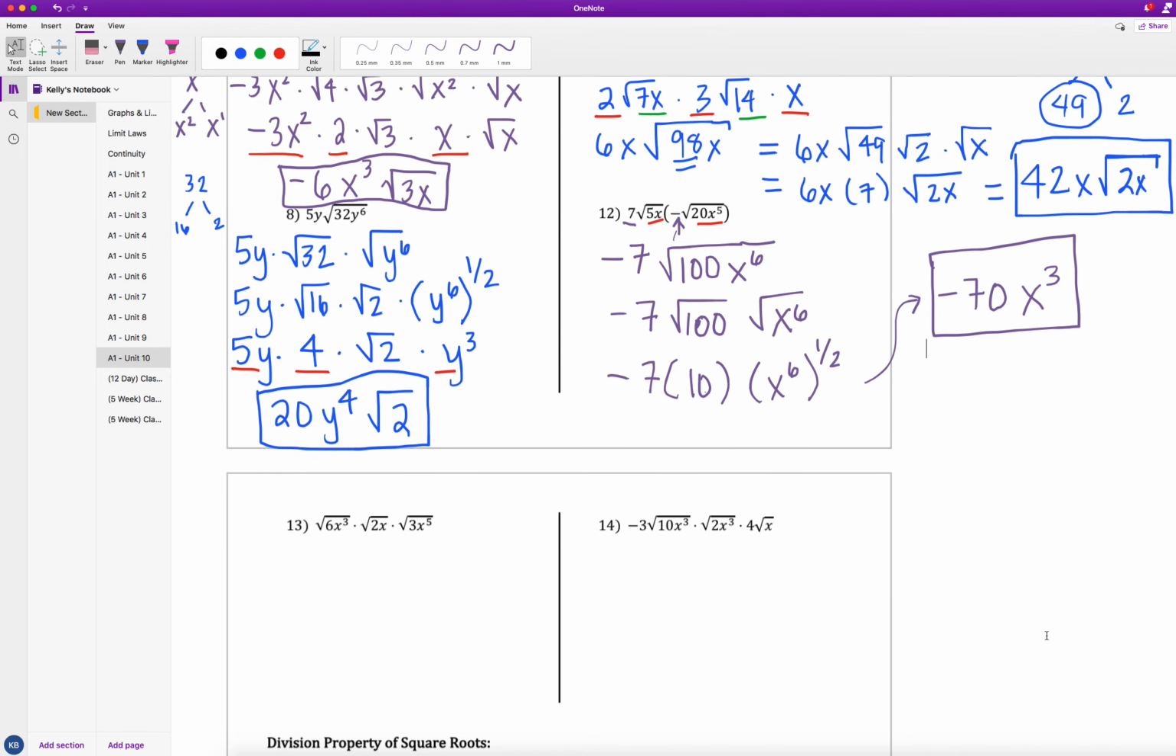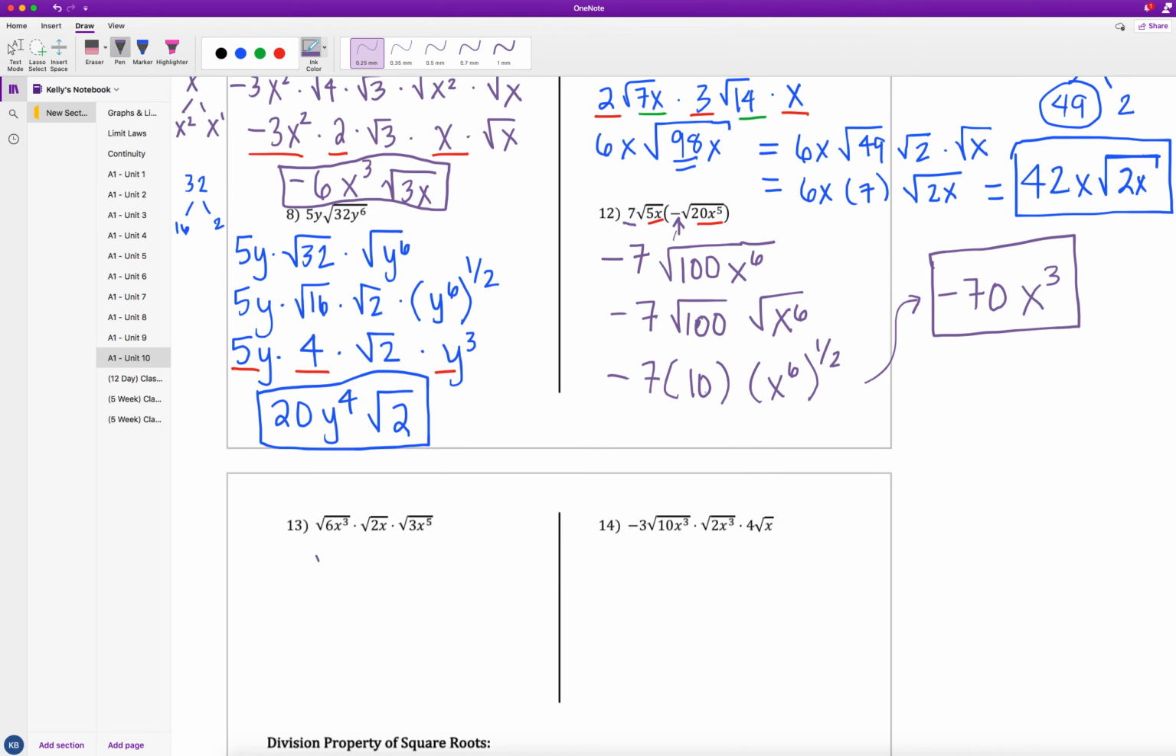Let's look at examples 13 and 14. So we actually have 3 terms now. That's okay. I can put as many of these together as we want to because we're still going to apply the same properties. So on something like this, what I'm looking for is, do I have any obvious perfect squares to begin with? 6, 2, and 3, none of those are perfect squares. And then x to the 3rd, x and an x to the 5th, all of those are odd exponents, so none of those are perfect squares either.